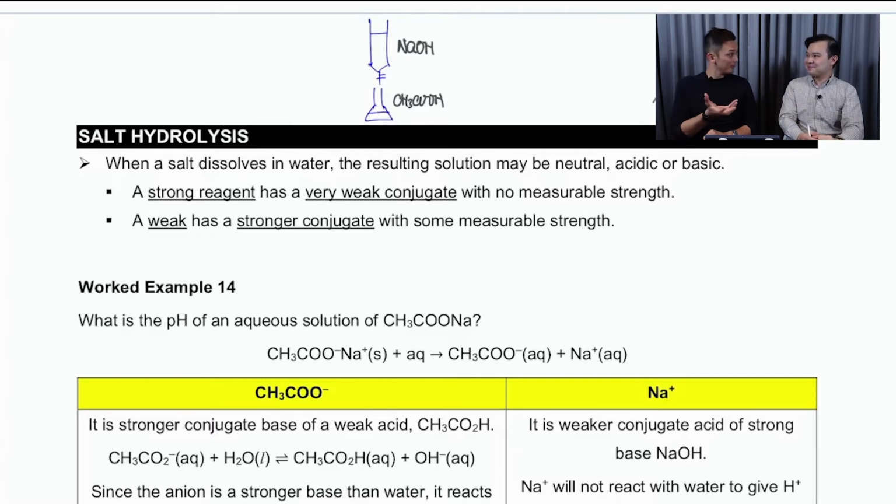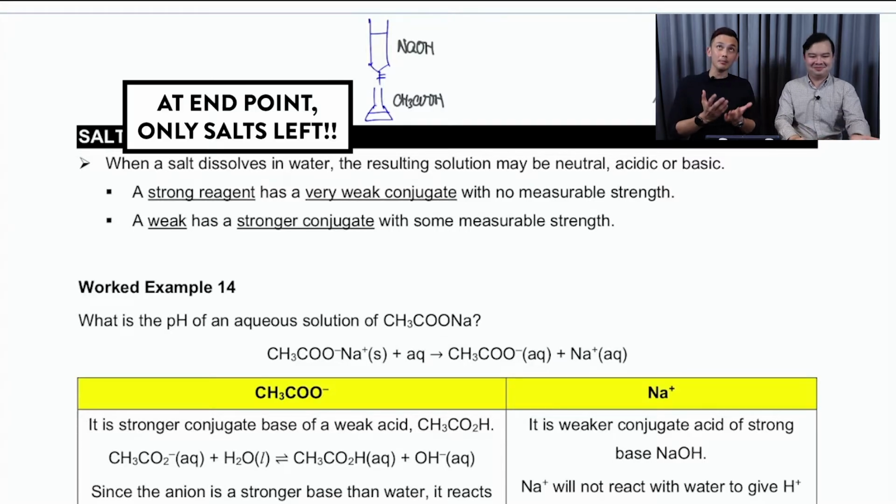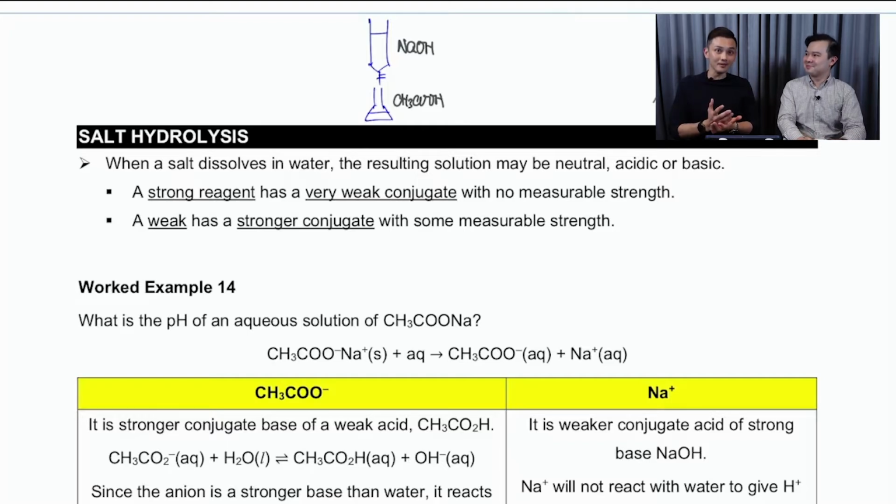So at the endpoint or equivalence point, the number of moles of base should be the same as the number of moles of acid. That means at that point, there's only going to be salts left. And if there's only salts left, salts are expected to be neutral. Therefore, I would think that the pH of the solution is 7, isn't it? Okay, so let's take a look. We're going to see whether it is true.